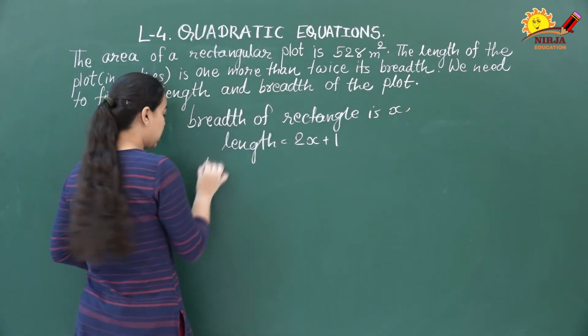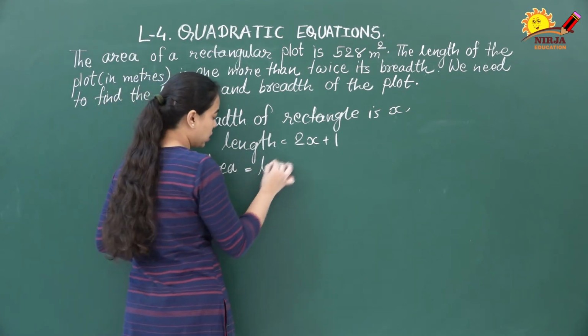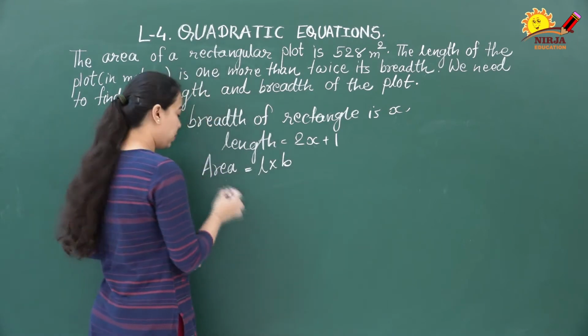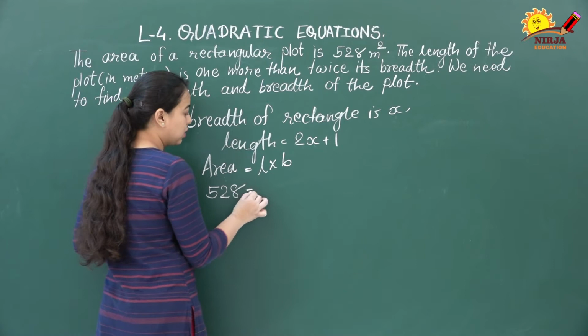Now we know the area. What is the formula for the area of a rectangle? Area of rectangle is equal to length multiplied by breadth. Let's write what the area is over here. 528 is equal to length.